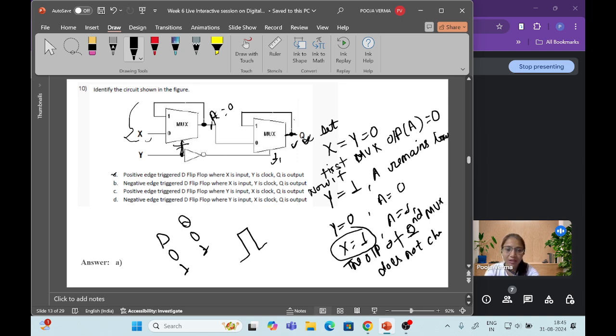Here we can say X and Y both are 0, then the first max output is 0, right? When we are changing X, then the final output is changing, otherwise it remains low. Okay. Okay, ma'am.